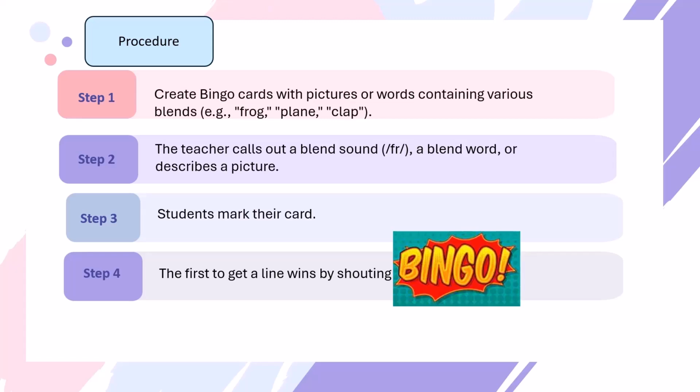The students who mark their cards using your callouts will then eventually finish a couple of words. Not everyone has the same one, and thus only a few learners will end up shouting the winning word, bingo.